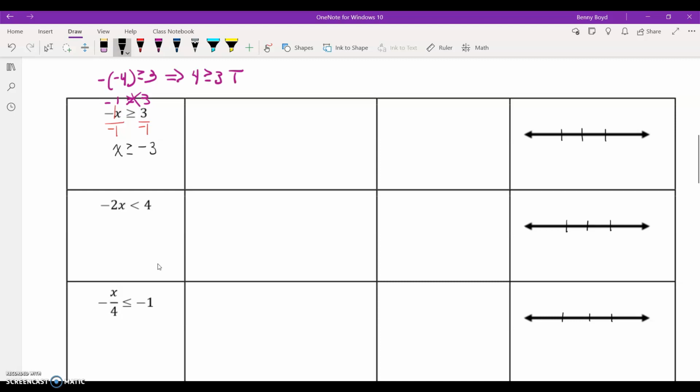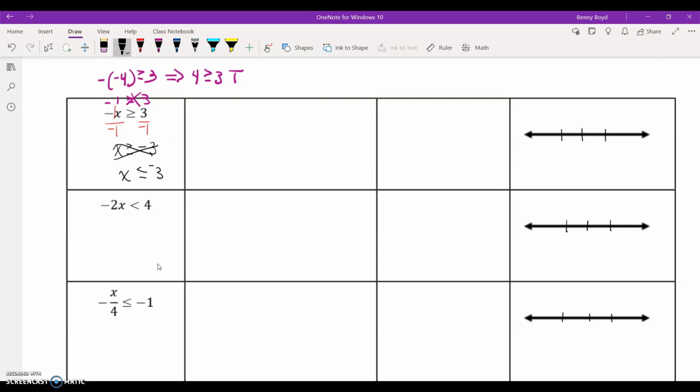So what this tells me is that when I divided by that negative sign, this really should be x is less than or equal to 3. Okay, so that tells me, or -3, excuse me. Couldn't see that negative sign through my x's.